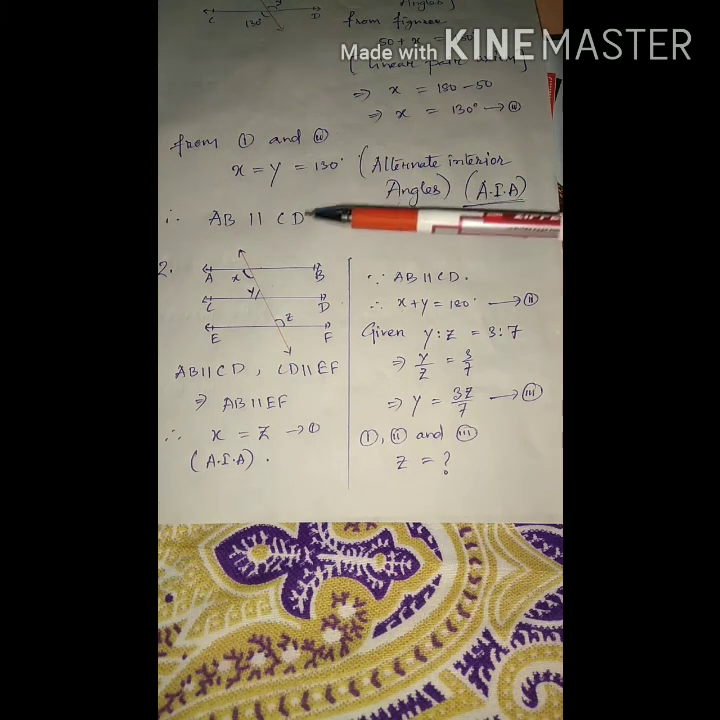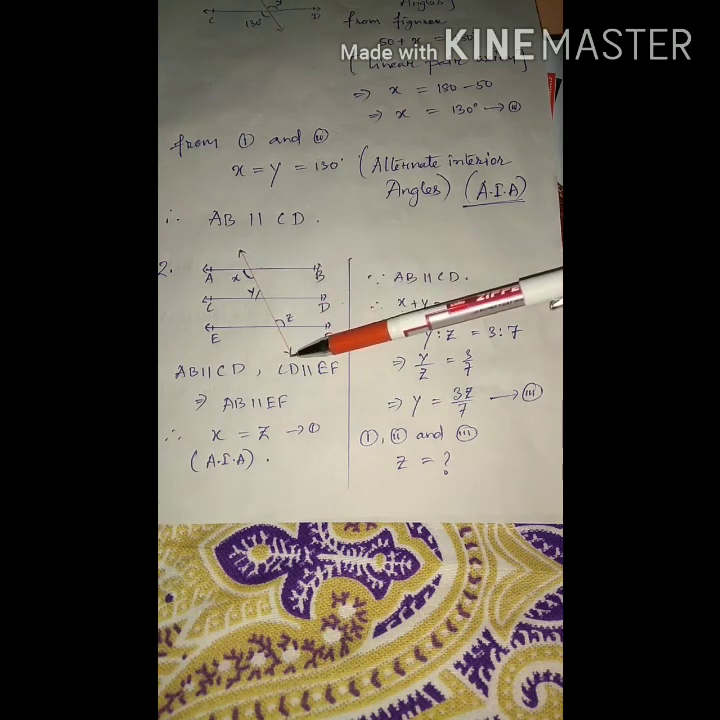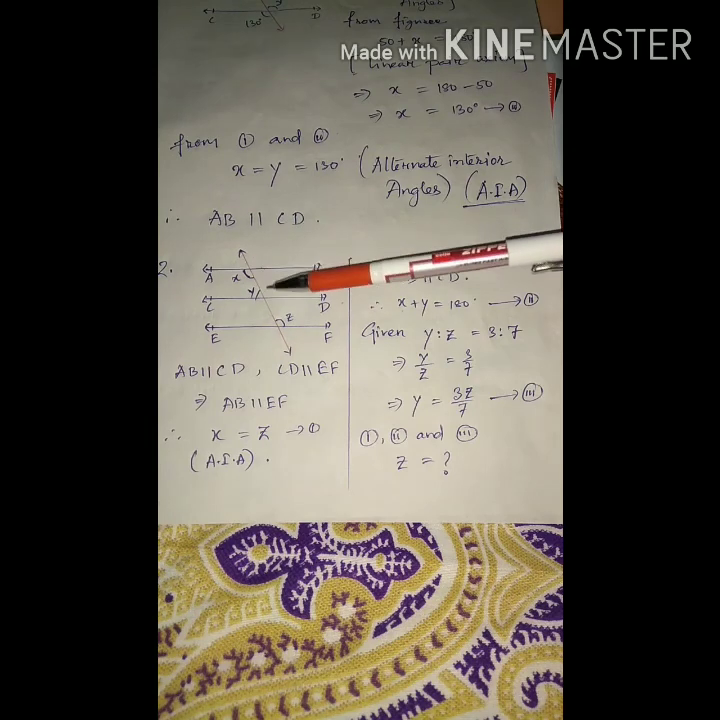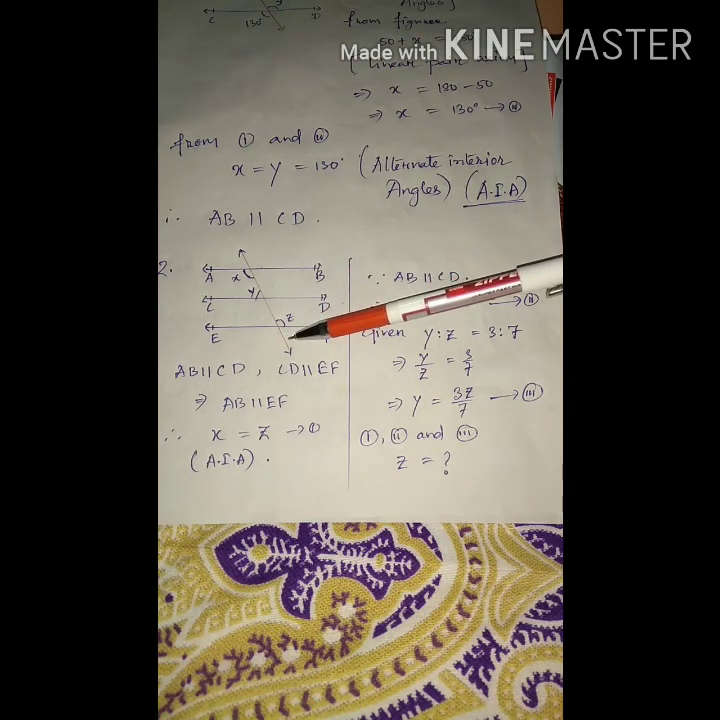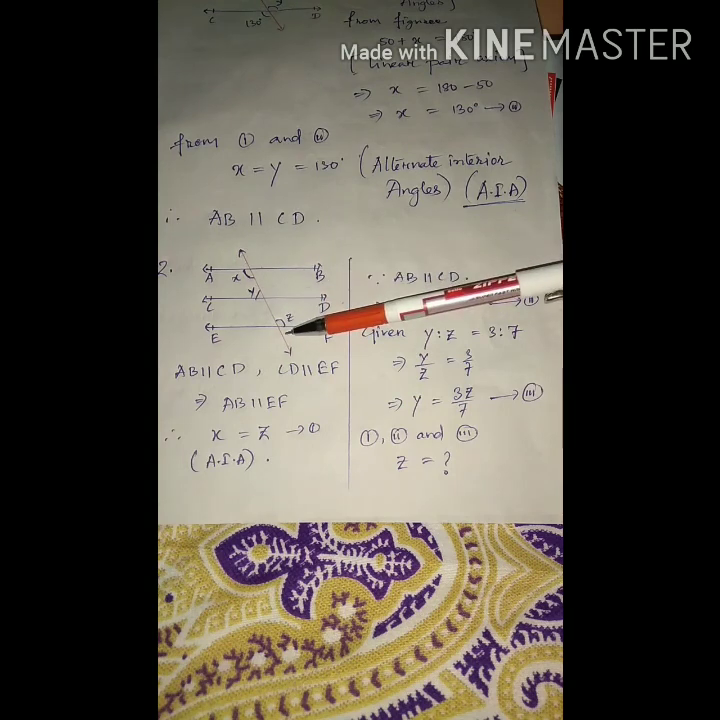Now you see the second question. According to your second question, AB is parallel to CD as well as CD is parallel to EF, and one transversal is also given here. With respect to this, some angles are given: x, y and z. So if AB is parallel to CD and CD is parallel to EF, from here easily we can say AB is parallel to EF, because already we proved this one.